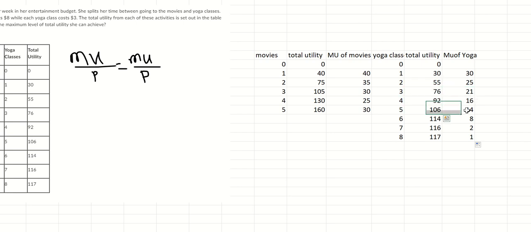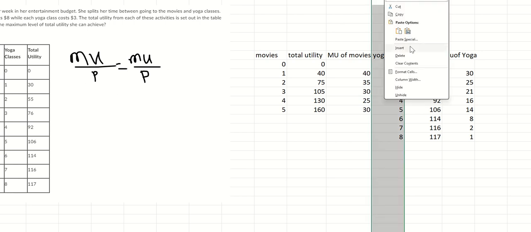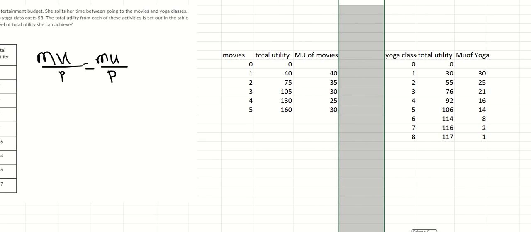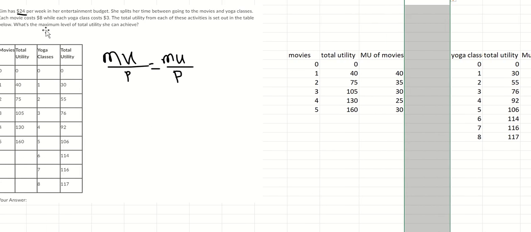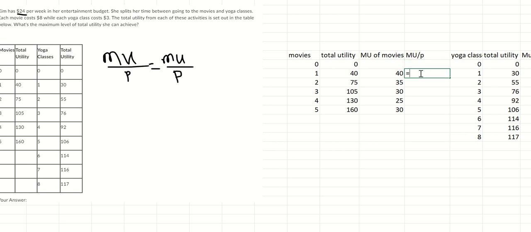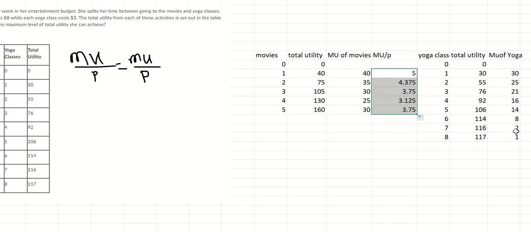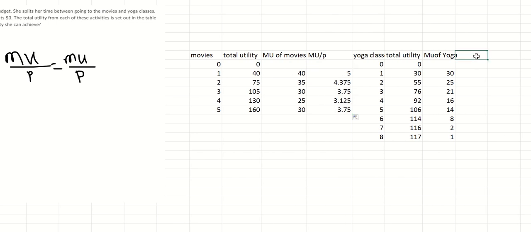That's your marginal utility. All right, so we're trying to get to this MU over P. So we need one more step, which is to divide the marginal utility by the prices. Each movie costs $8, so we're going to do MU over P. We're going to do 40 divided by 8, and then 35 divided by 8, so divided by 8 for each level here. And here as well for yoga. Each yoga class is $3, so MU over P. We do 30 divided by $3, and then for all of them.